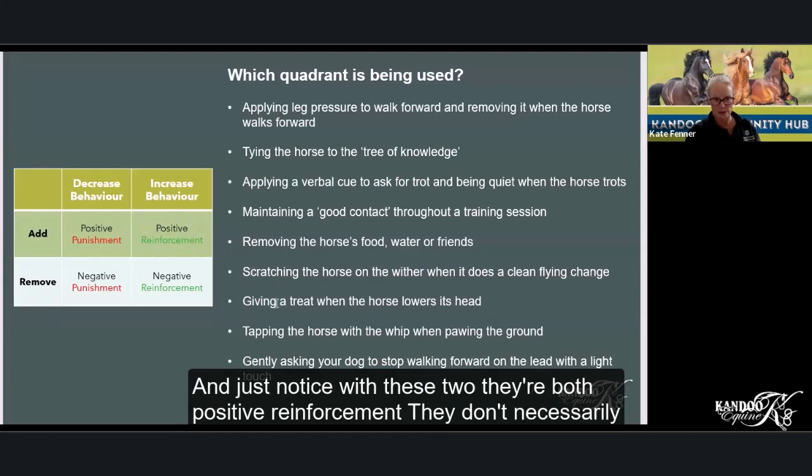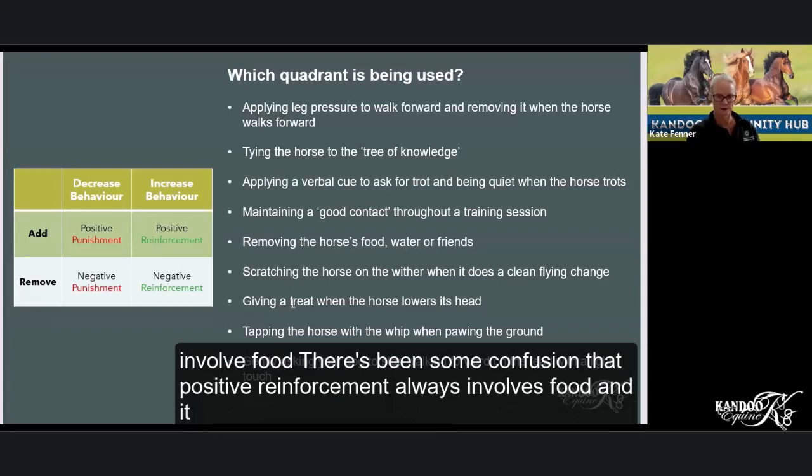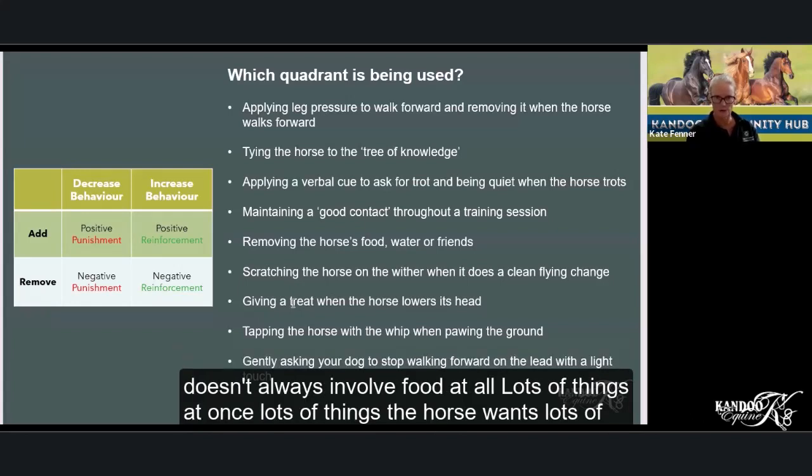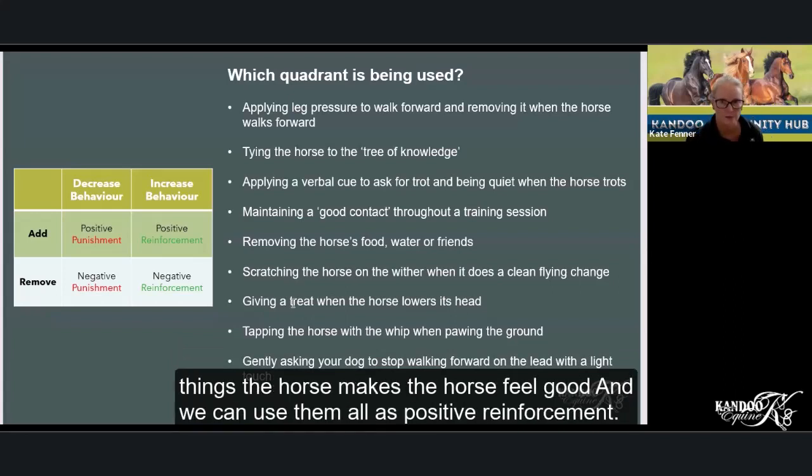And just notice with these two, they're both positive reinforcement. They don't necessarily involve food. There seems to be some confusion that positive reinforcement always involves food, and it doesn't always involve food at all. Lots of things the horse wants, lots of things make the horse feel good, and we can use them all as positive reinforcement.